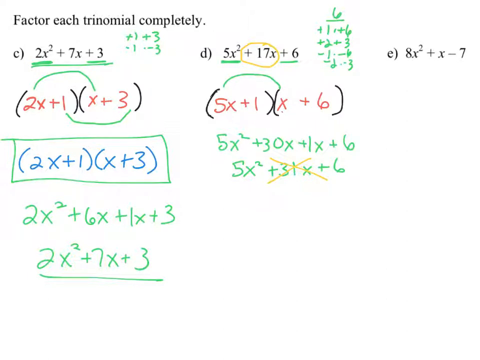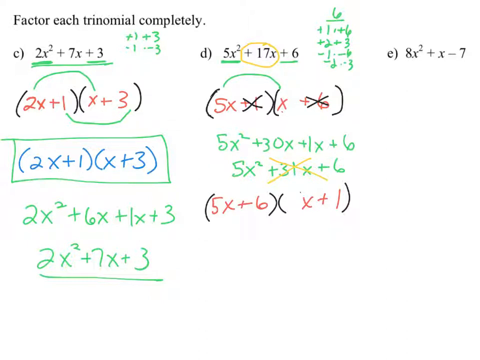So the factors in this form of 5x plus 1 and x plus 6 is not the right combination of factors. So we need to try something else. Let's try 5x plus 6 and... sorry, that should have been 5x plus 6 and x plus 1.